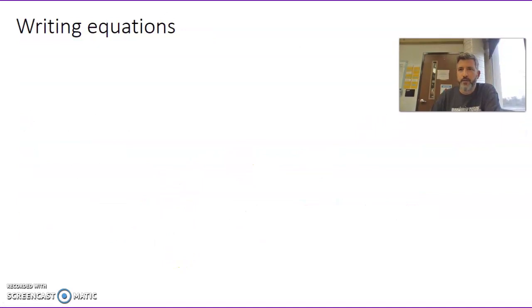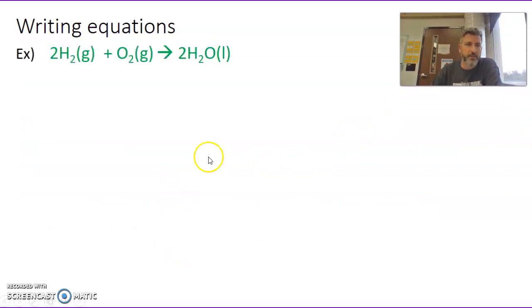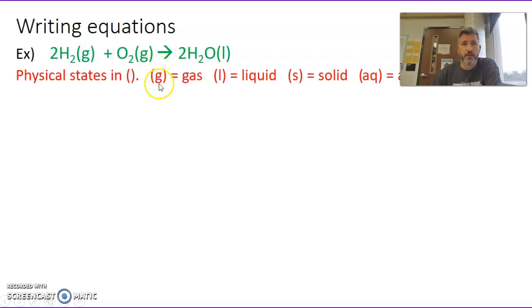Okay, so how do we write equations? A couple things to keep in mind here. If we look at an example, so this is the synthesis of water. So we're making water out of hydrogen and oxygen. Again, this is a chemical reaction because we're forming new bonds. We're not just breaking intermolecular forces to make this water or forming new ones. We're actually forming new covalent bonds, so we know it's a reaction.